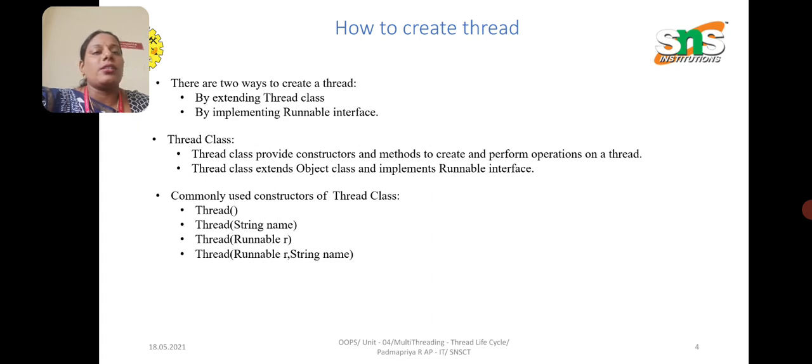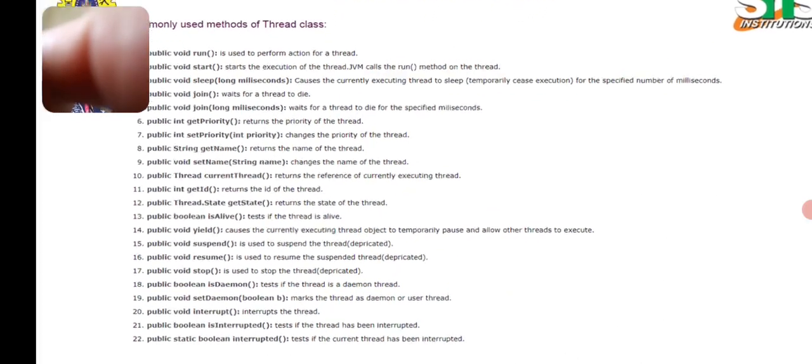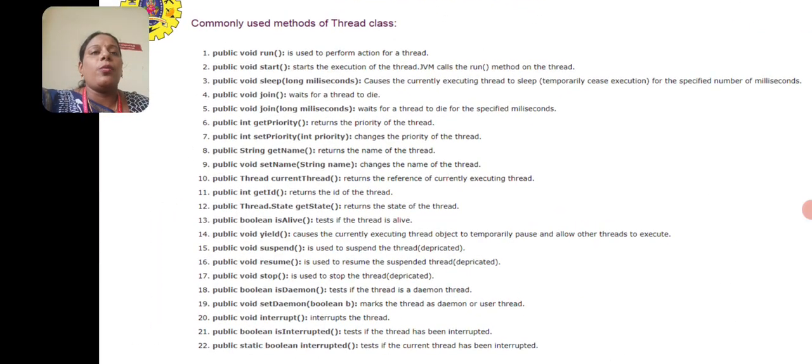Commonly used constructors of the Thread class: Thread(), Thread(String name), Thread(Runnable r), Thread(Runnable r, String name). Commonly used methods of the Thread class: public void run() is used to perform an action for a thread. Public void start() starts the execution of the thread. The JVM calls the run method on the thread.